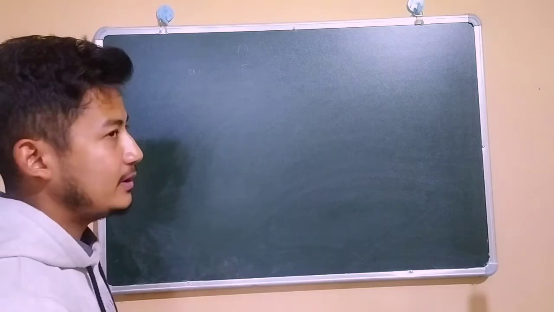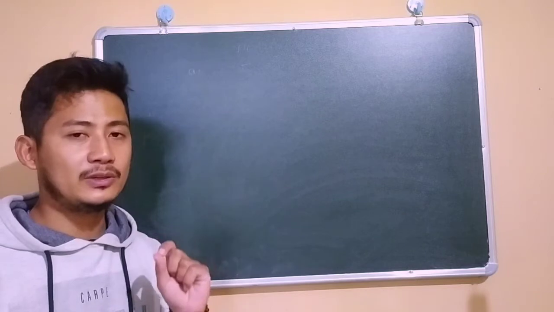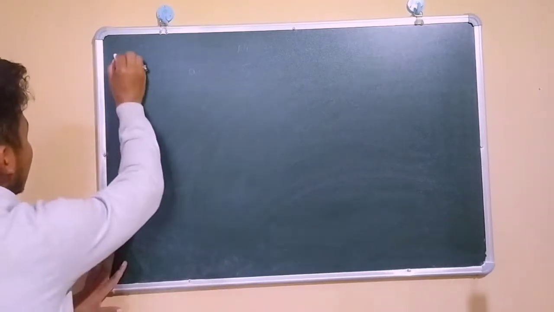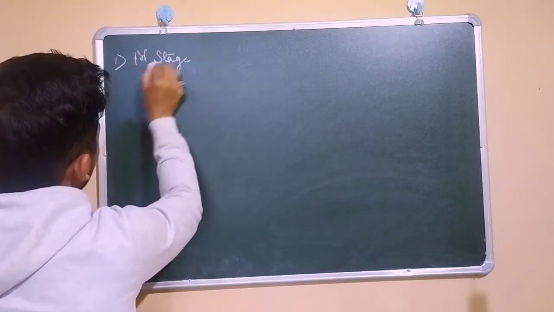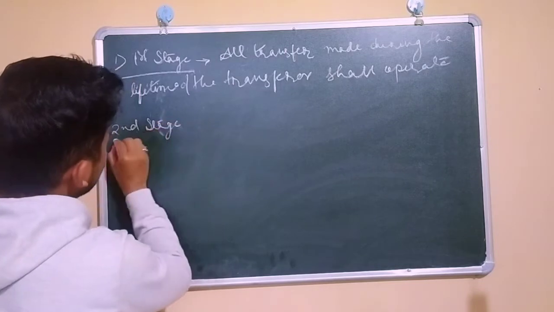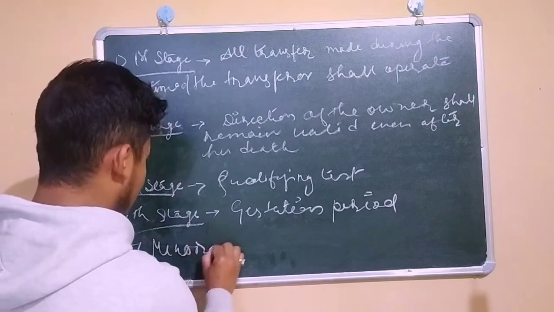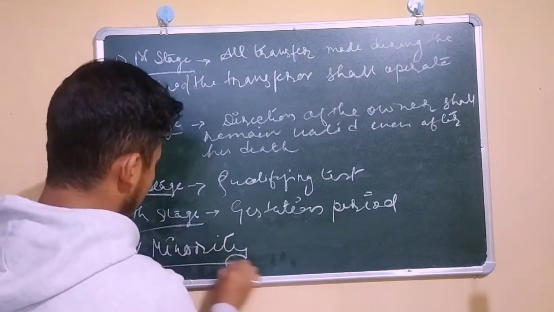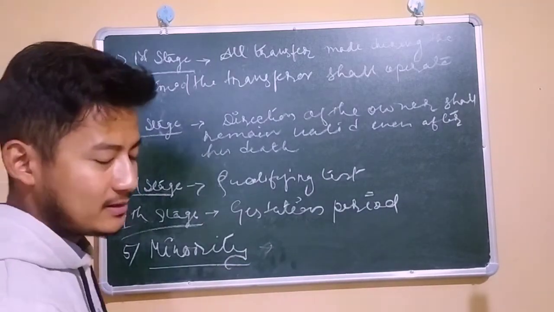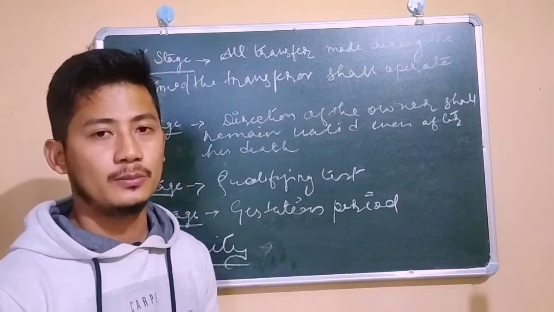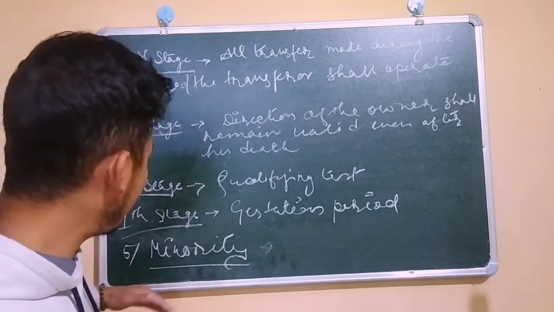Rule against perpetuity can be divided into various stages, so that it will be easy for us to understand. In the first stage, let's understand, number one, first stage. Alright, so guys, the definition of Section 14 of the Transfer of Property Act, or rule against perpetuity, can be understood with these essentials, or you can say these 5 stages.